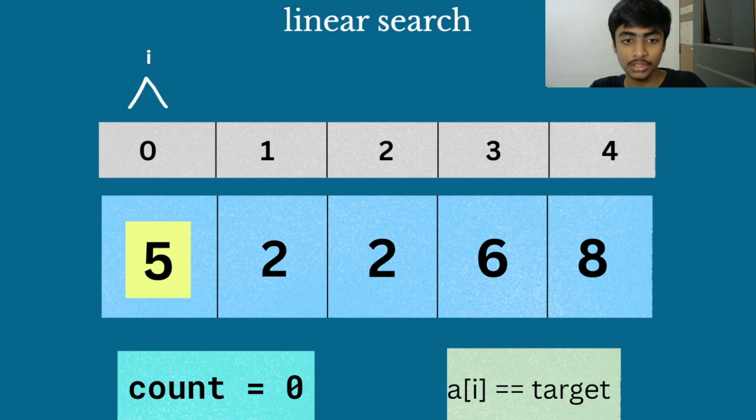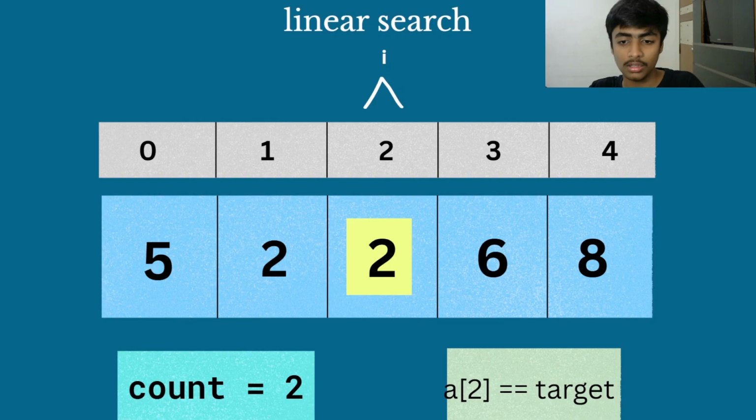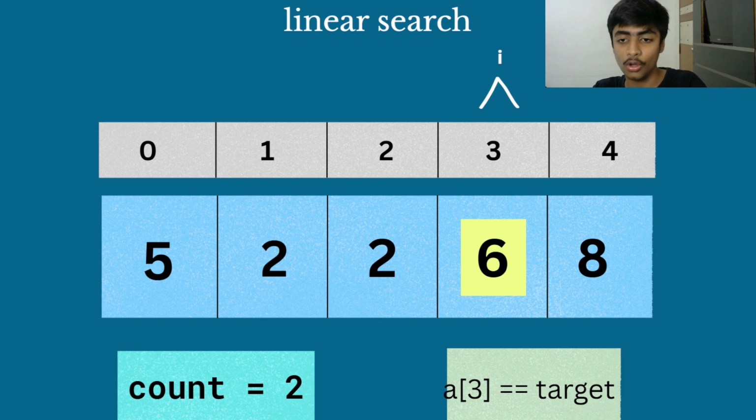When I start the iteration, we check if a of i, basically a of 0, is equal to target. This is false, so our count stays as it is. Our i increments to 1, and our count is also going to increment to 1 because a of 1 is equal to 2. Next, i is going to increment again. Our condition is again true, so our count again increments by 1. Our i changes to 3, the condition is false, so our count stays as it is. i increments to 4, the condition is false, so our count variable stays as it is.